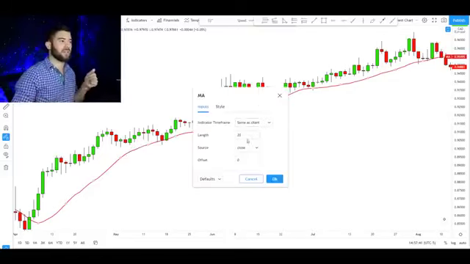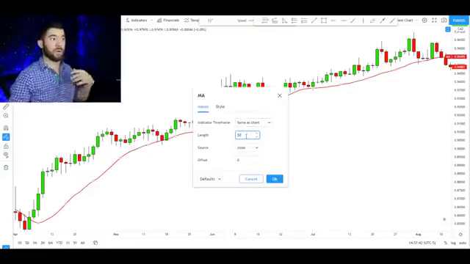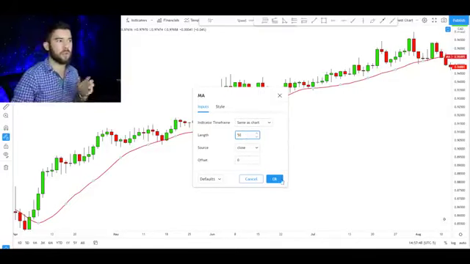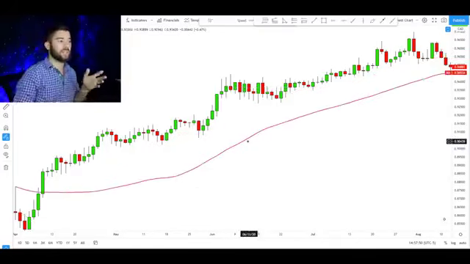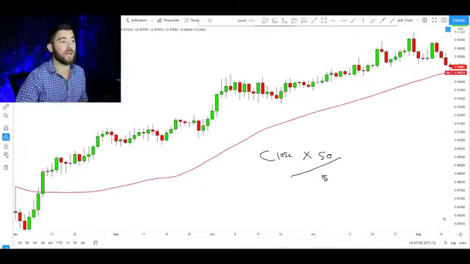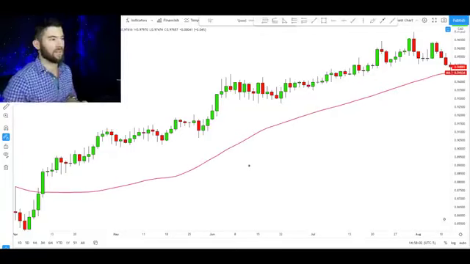If this moving average was to be 50 periods, or look back period or length, whatever it's defined as in your trading platform, it may be slightly different. If it's 50 though, what does that mean? That means that this indicator took the closing price of the last 50 candles, divided that by 50, and that's how you get this line on your screen right here.